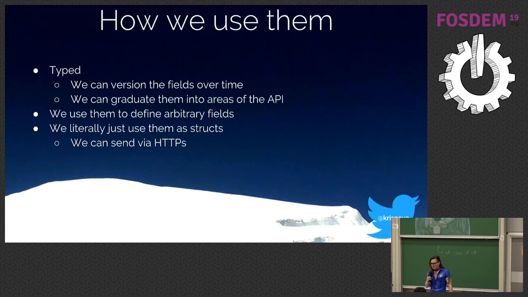as we manage all of these structs we're defining in Go. We can define arbitrary fields, and again, we can literally just use them as structs in our code. If you've ever vendored Kubernetes client-go before, if you want to create a pod, you actually initialize a pod struct and then pass it to your client, and that's how you create a pod.